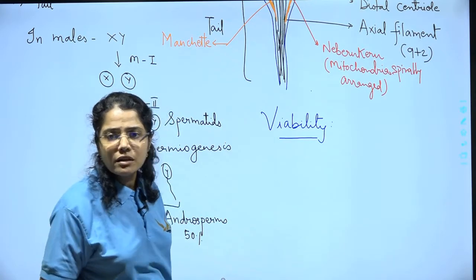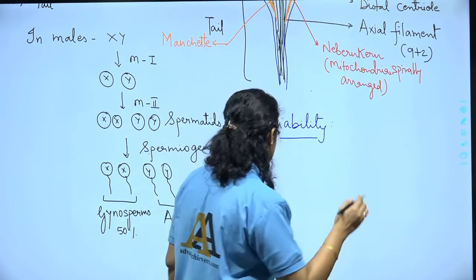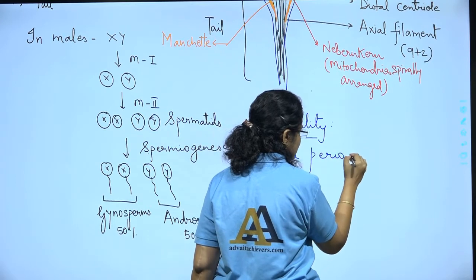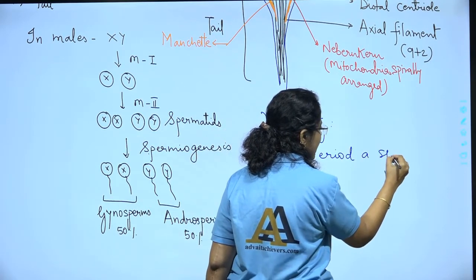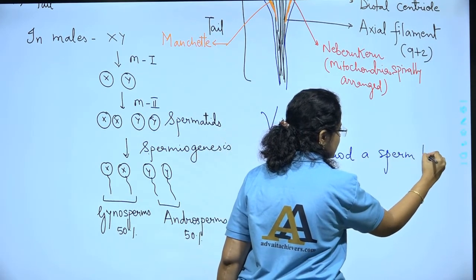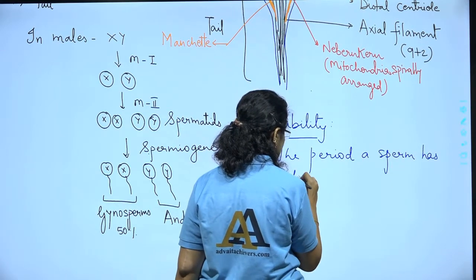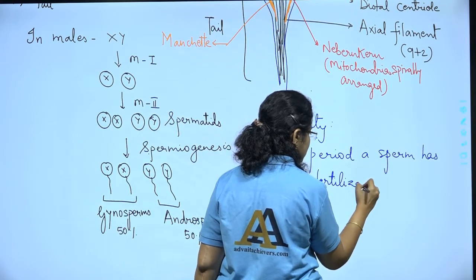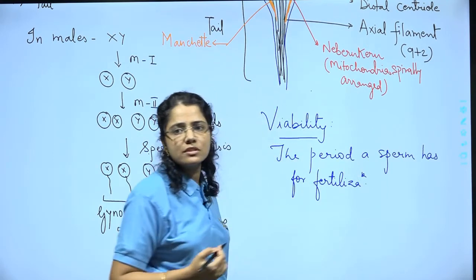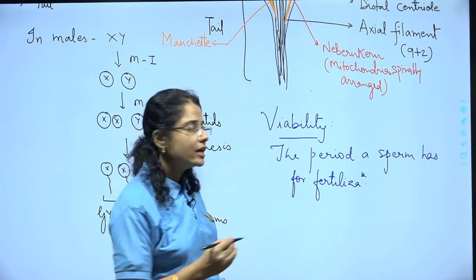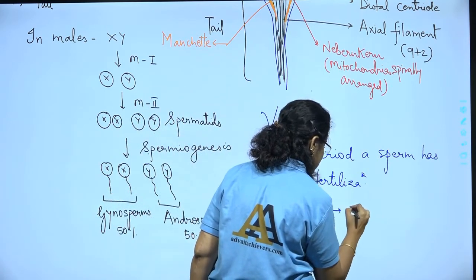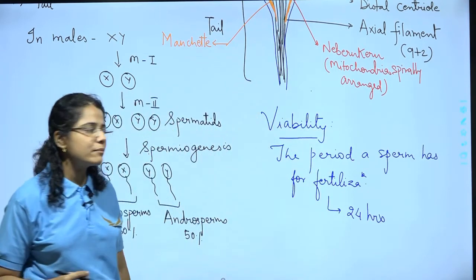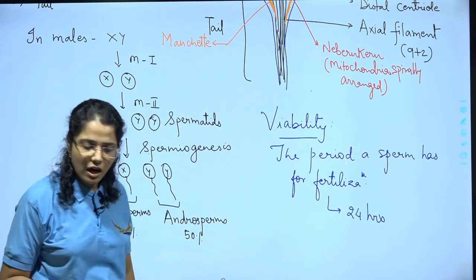The period a sperm has for fertilization, and in humans this period we consider as 24 hours. So we can say the sperms are viable for 24 hours.